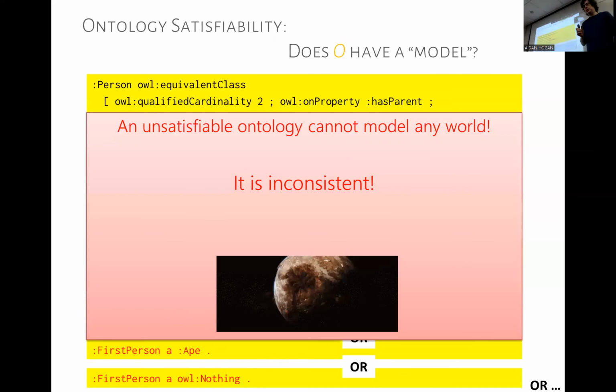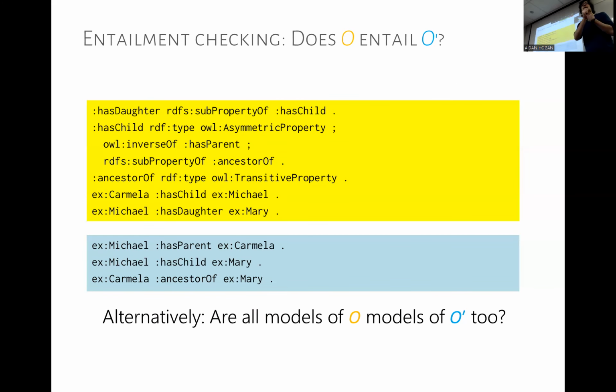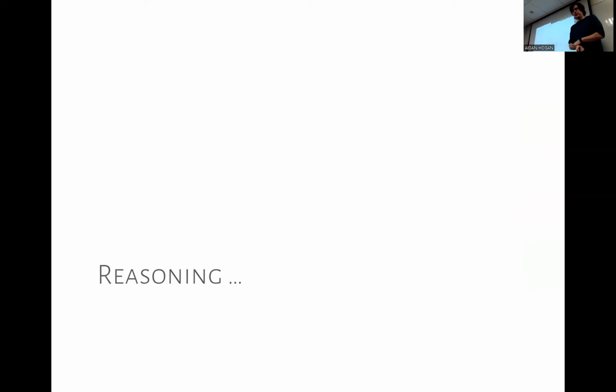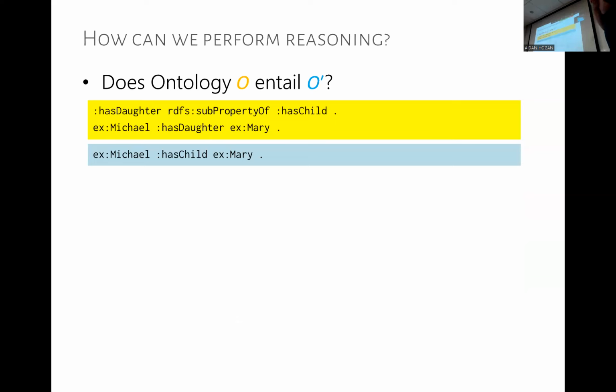So we have three main tasks we're talking about here. There are other tasks used in practice. We have the task of materialization, we have the task of entailment checking, and we have the task of satisfiability checking. Okay, so we're moving on to reasoning. The question then is, how can we perform reasoning? We want to write a computer program that will check these entailments. So how do we implement this stuff?